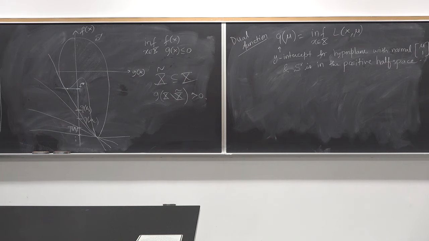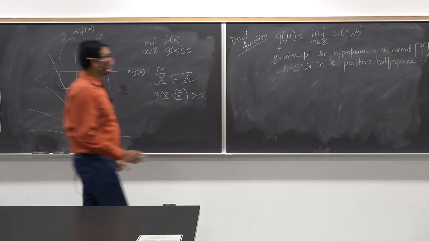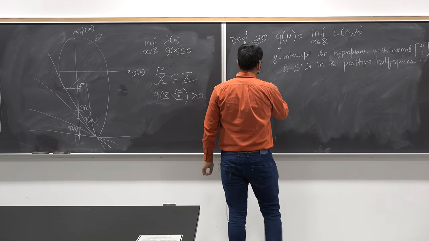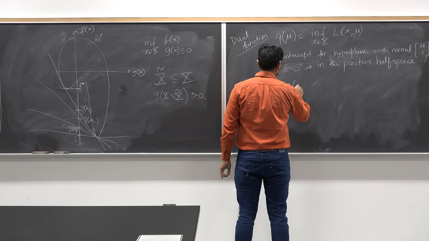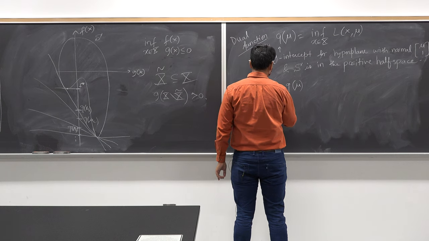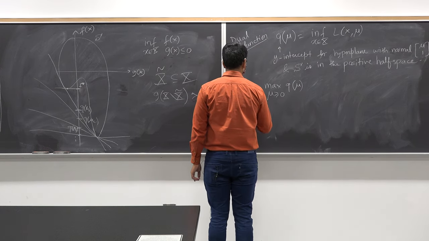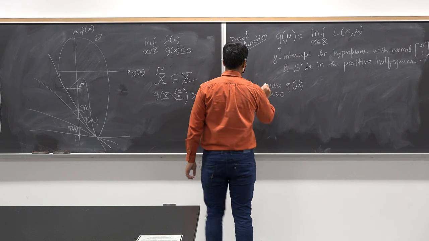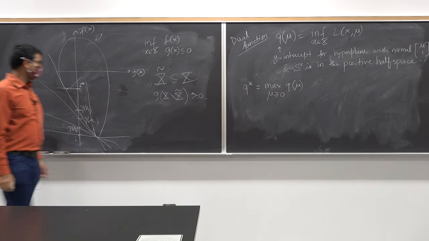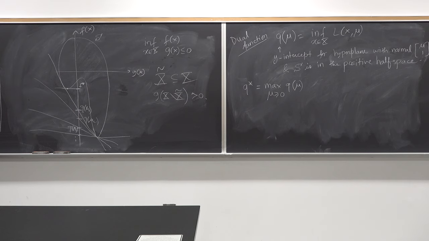What is the characteristic of these mu? They are all non-negative, right? They are all non-negative vectors. So let me try to pose this problem. I want to maximize Q of mu such that mu is greater than or equal to 0. And let me call this Q star. Where exactly is Q star in this particular figure? In this figure, where is Q star?